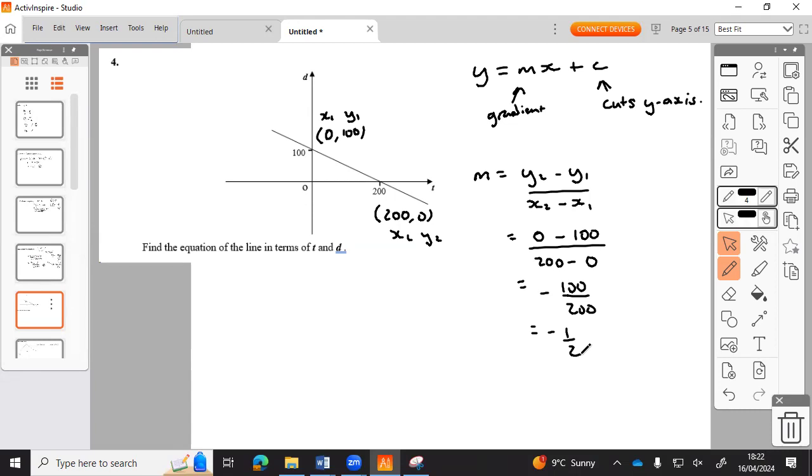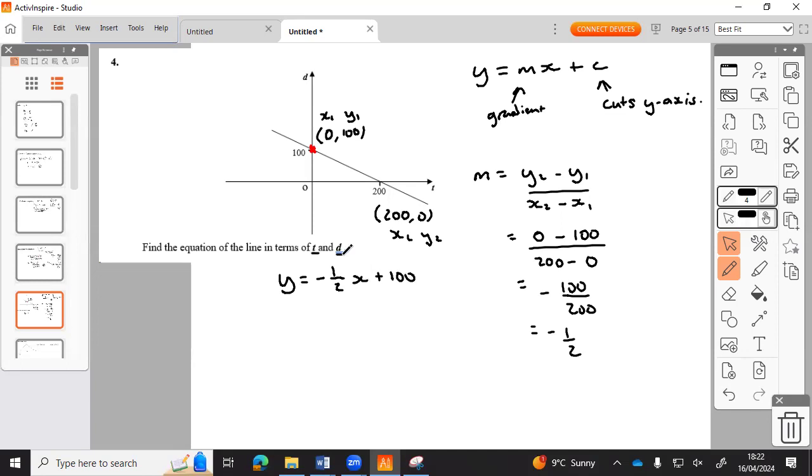Now the C part is where it cuts the y-axis, where x is equal to 0, and it cuts the y-axis at the given point at 100. So our C is just plus 100. Put that in and you get y equals negative a half x plus 100. But it wants it in terms of T and D.